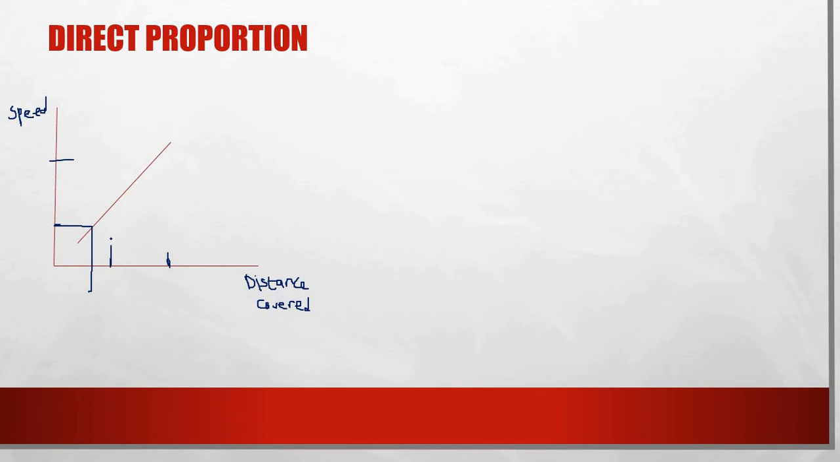So the more the speed, the more the distance covered. The less the speed, the less the distance covered, and so on.